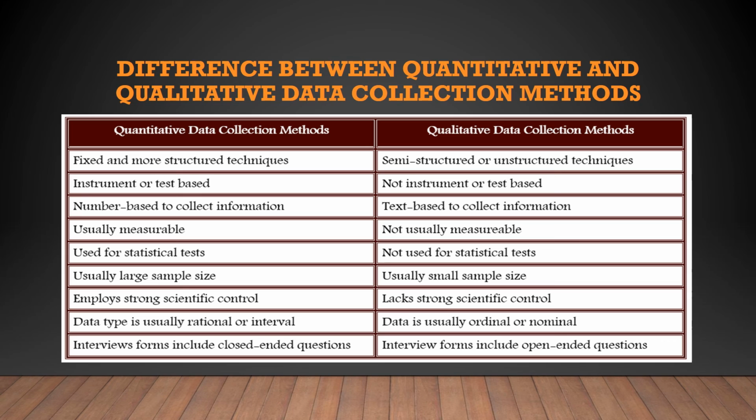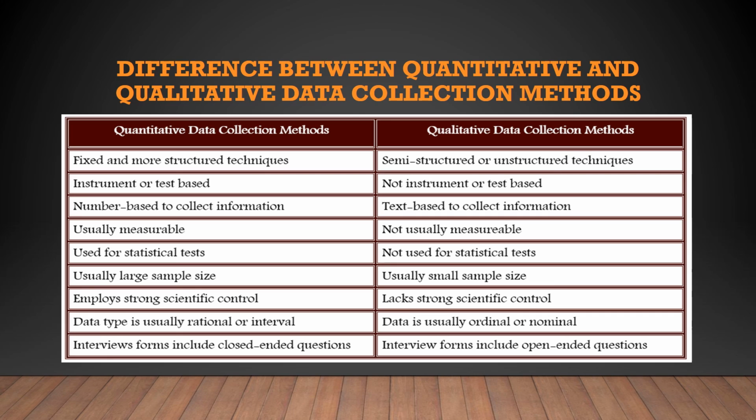In quantitative, it is number-based to collect information. We usually collect information in number form, whereas in qualitative, we collect the information in text form. The quantitative data is usually measurable, and the qualitative cannot be measured. We use different statistical tests in quantitative data, and we usually use large samples, whereas in qualitative data we do not use any statistical tests, and this is usually done on a small sample size.